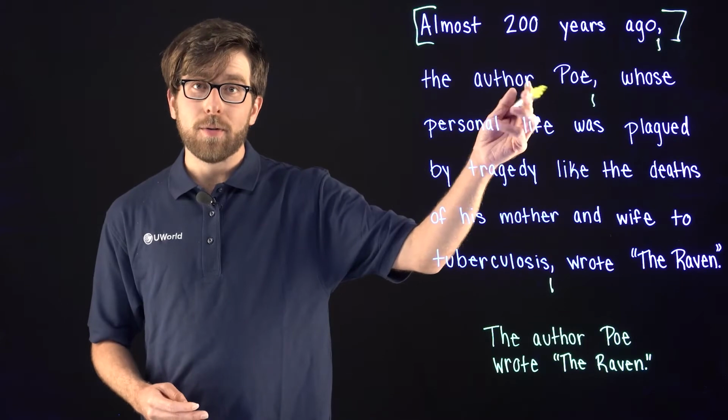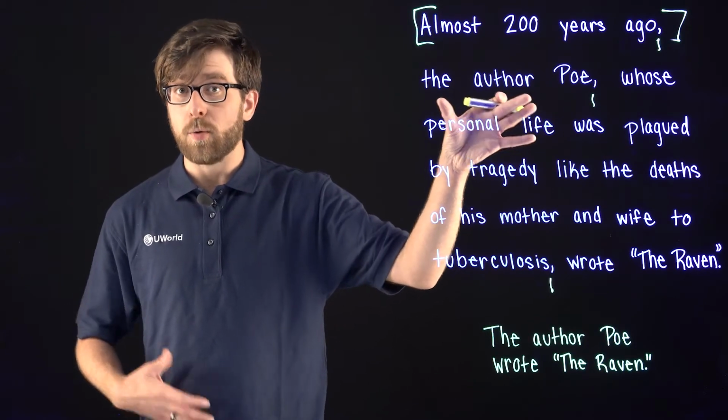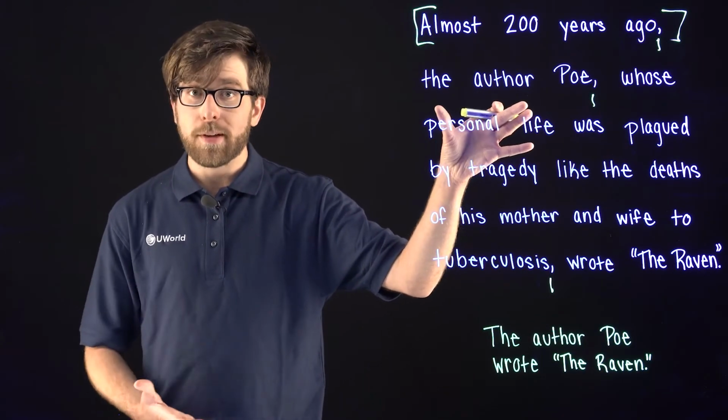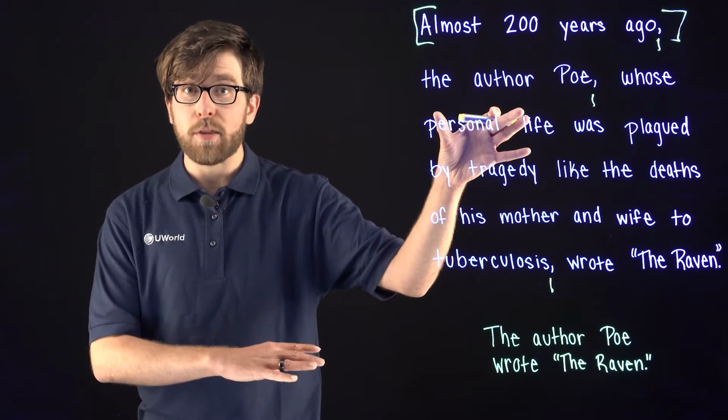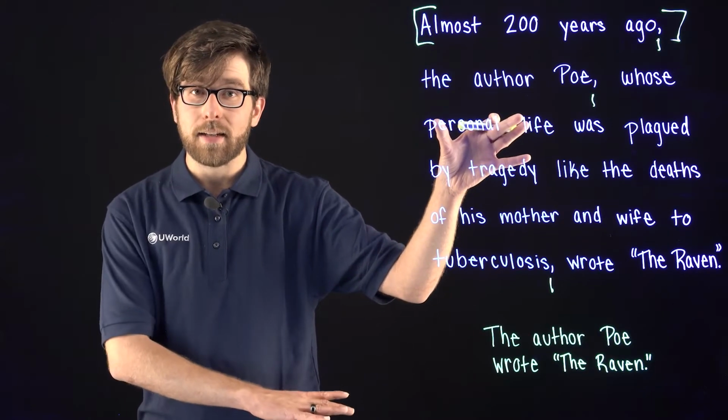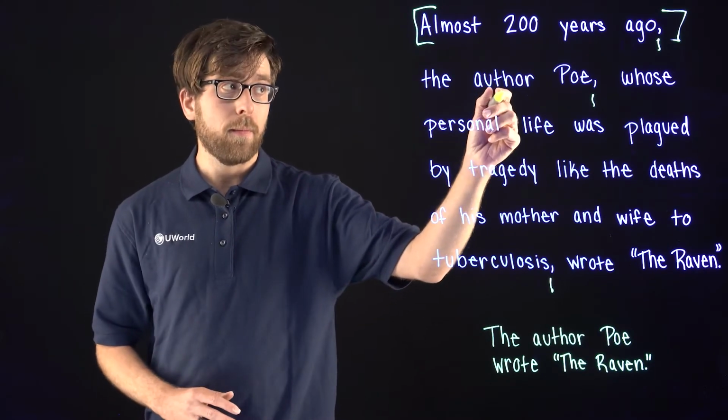Next, the author Poe. So this is definitely just a subject or just a noun. We can see that it's a person, place, or thing, and that it's likely going to be doing something in the rest of the sentence that we haven't seen what that is yet. So let's just hold on to that for now.